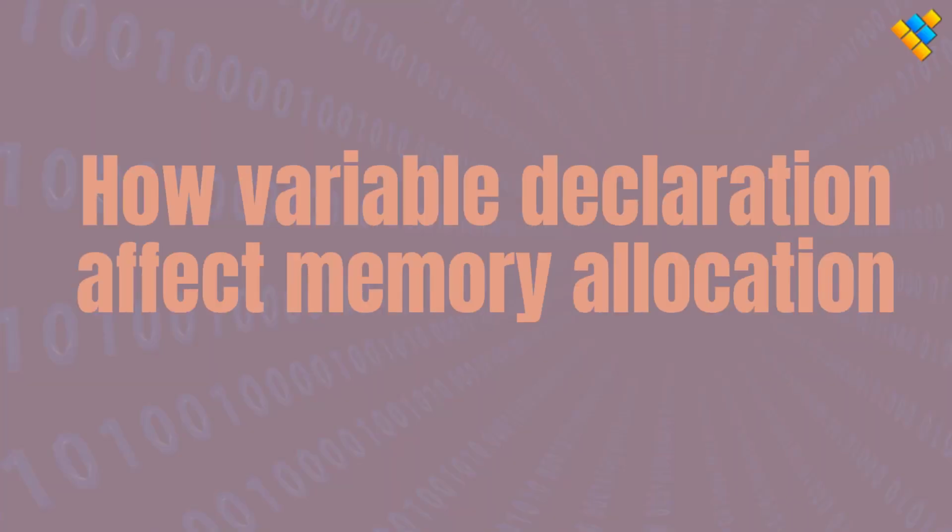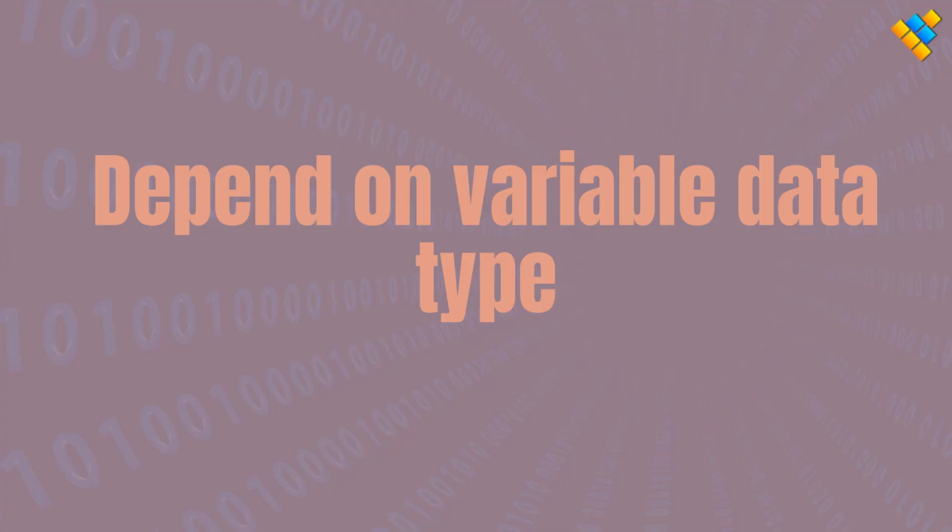And how does variable declaration affect memory allocation? Well, the amount of memory to be allocated or reserved would depend on the data type of the variable being declared. So, for example, if a variable is declared to be an integer type, then 32 bits of memory storage will be reserved for that variable.